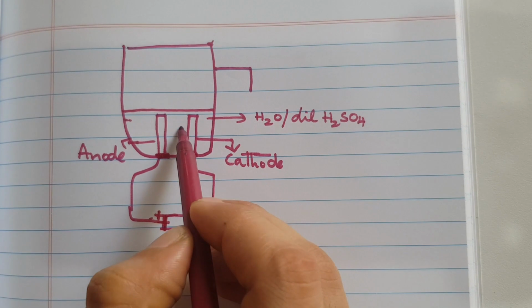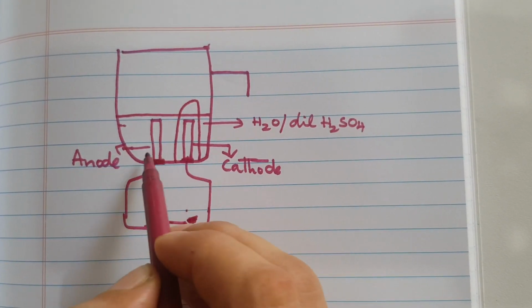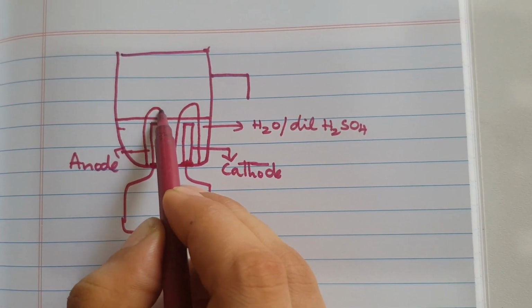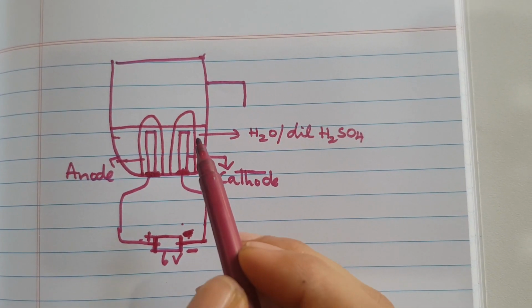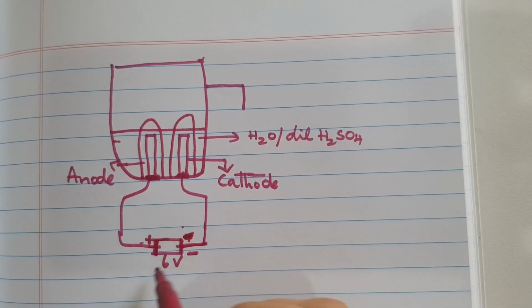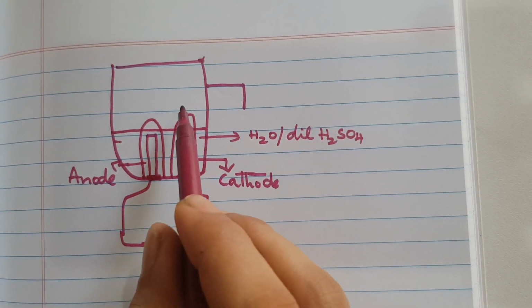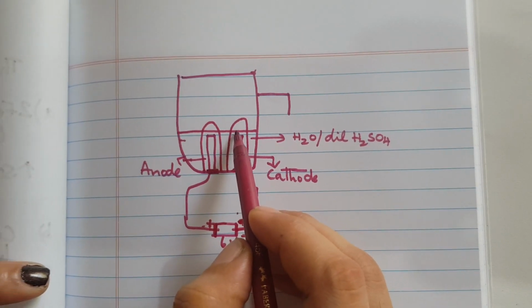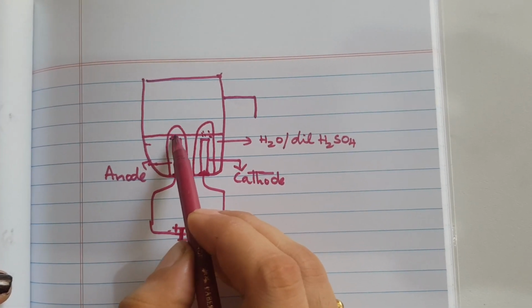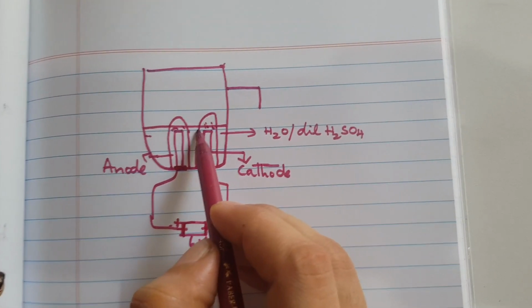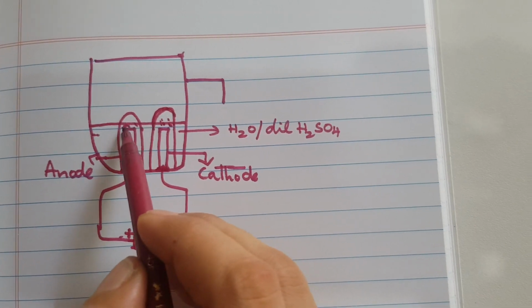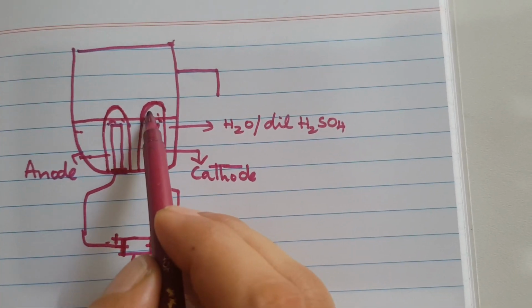Now invert 2 test tubes with water on each of the electrodes and switch the battery on and wait for the reaction to happen. After a while, you can see bubbles formed at both the electrodes. Water is displaced due to the formation of bubbles.